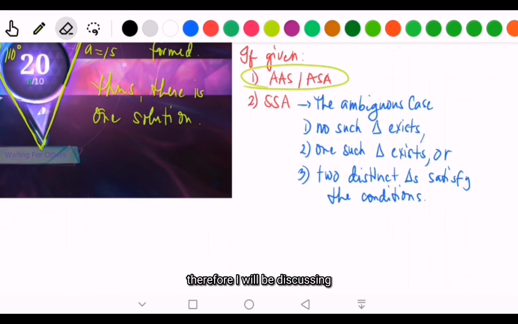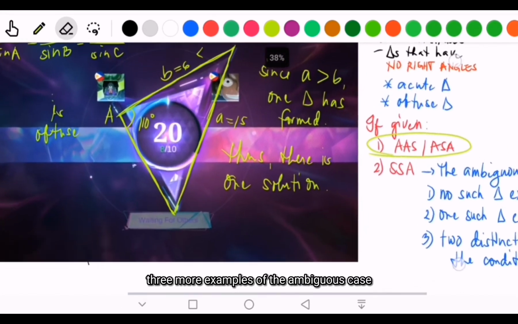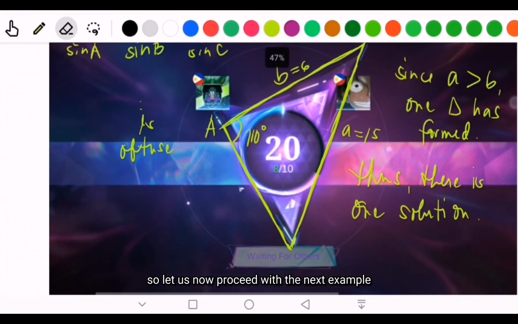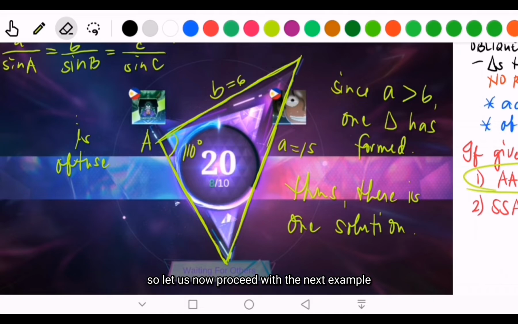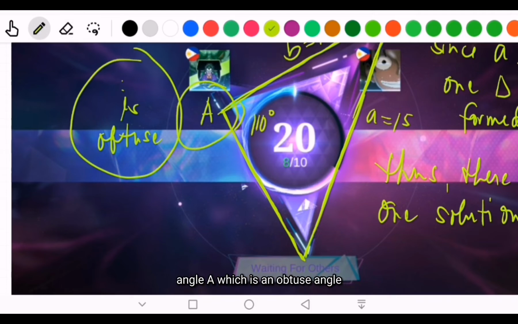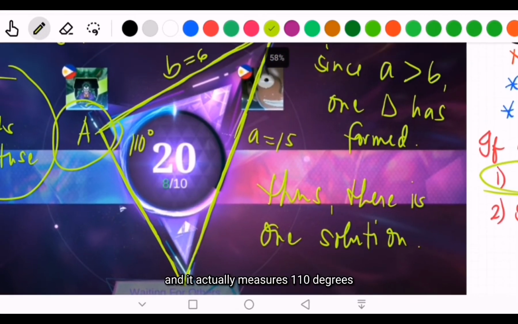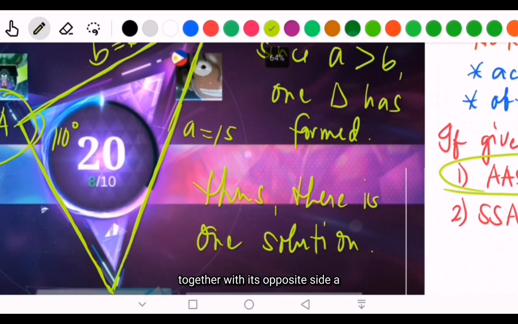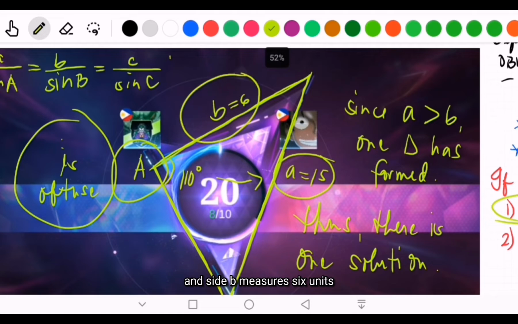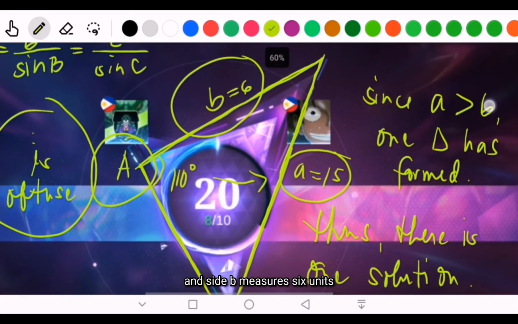Therefore, I will be discussing three more examples of the ambiguous case. So let us now proceed with the next example. In this illustration, we are given angle A, which is an obtuse angle, and it actually measures 110 degrees, together with its opposite side A, which is 15 units, and side B measures 6 units.